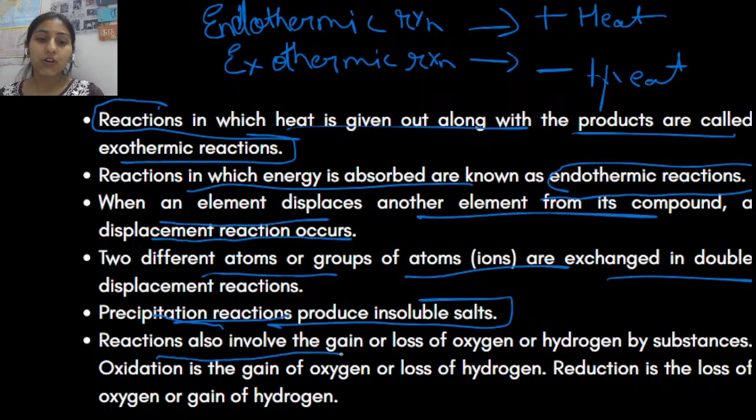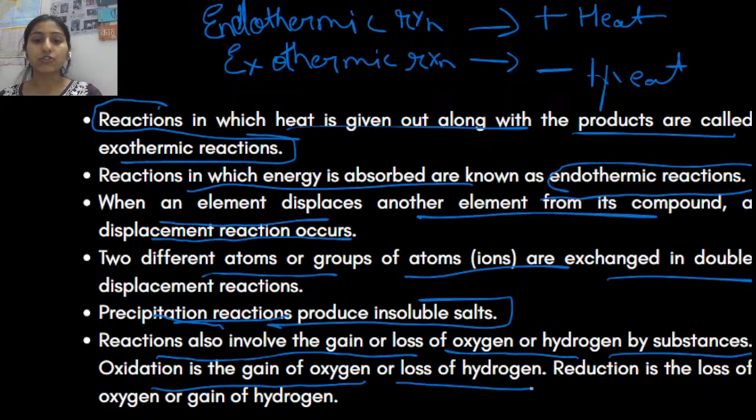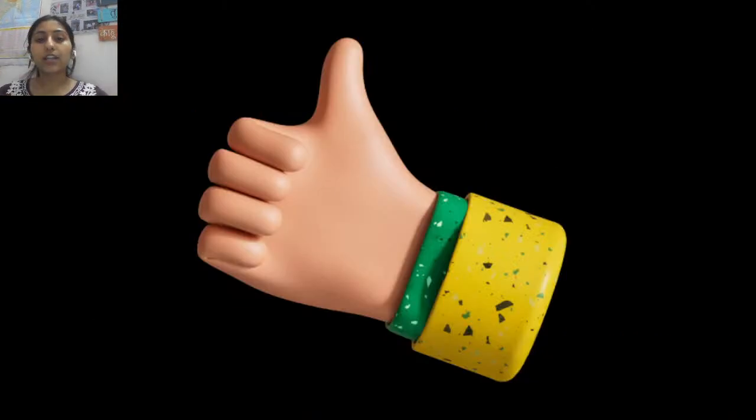Then reactions also involve the gain or loss of oxygen as well as hydrogen by substances. In oxidation, there would be gain of oxygen or loss of hydrogen, and in reduction, there would be loss of oxygen and gain of hydrogen. This was it about chapter 1, that is chemical reactions and equations.